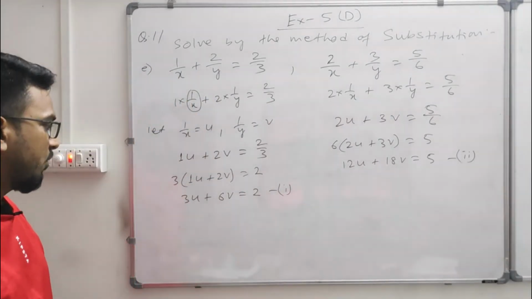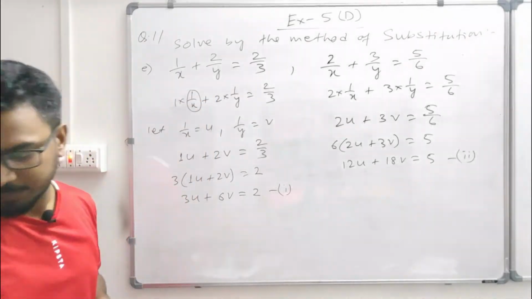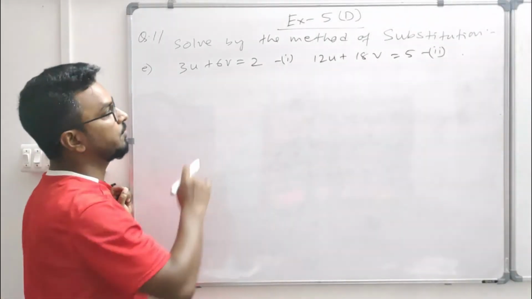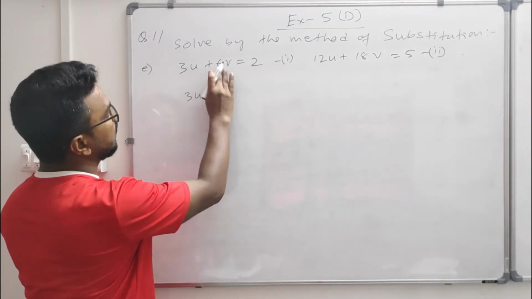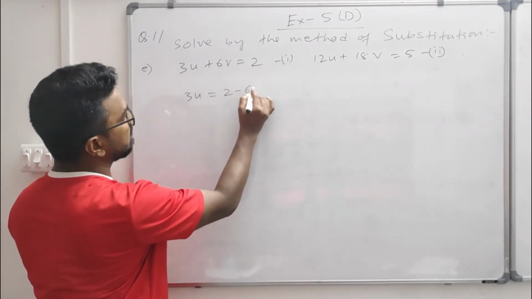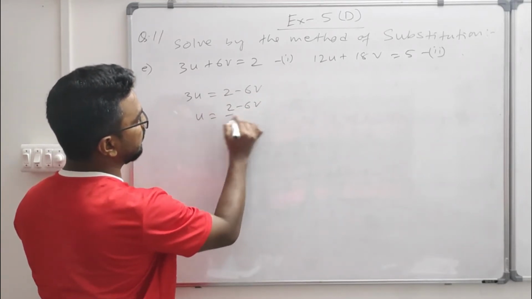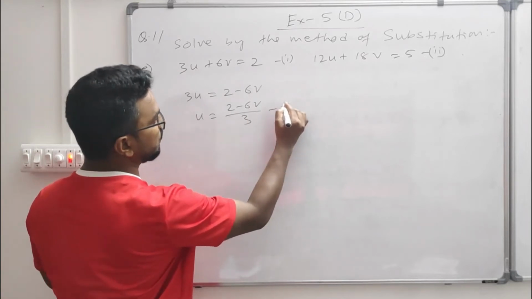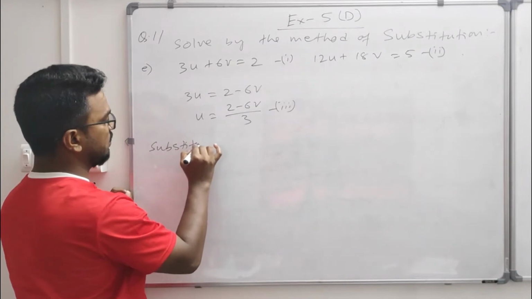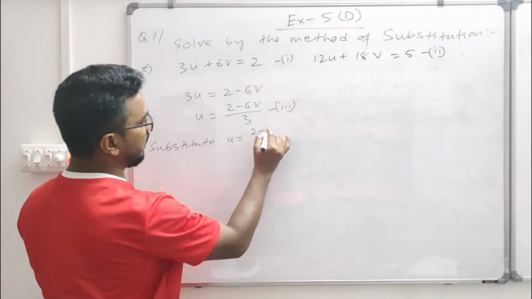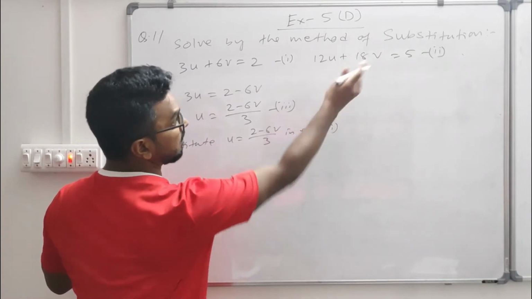Now from equation 1 we'll take, okay, let me write it in the beginning again. So this is our new equation. So from 1 you can write 3u, you take this to the other side, equals 2 minus 6v, and the value of u will become 2 minus 6v by 3. So this becomes equation number 3. Now substitute u equals 2 minus 6v by 3 in equation 2. We have to substitute there.